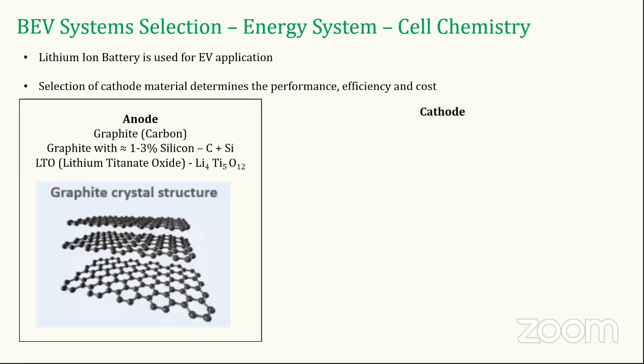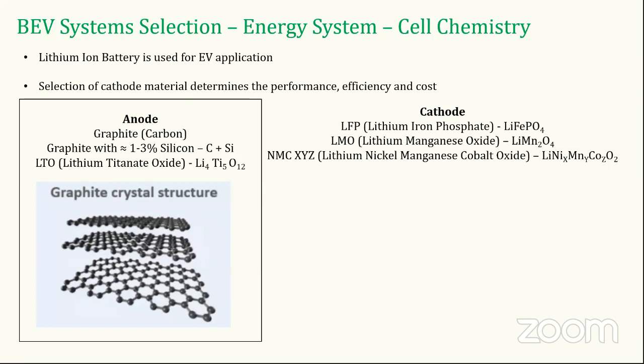Now coming to the cathode, the cobalt content in the cathode is considered to add more cost to the cell. So we have LFP, that is lithium iron phosphate. This has a long cycle life, high power, very safe, but it has a very low specific energy. Next type is lithium manganese oxide. This does not have a cobalt content, so the cost is comparatively less. But the disadvantage is it has a low specific energy and cycle life. This is usually blended with NMC type and currently used in Nissan Leaf and Chevy Volt.